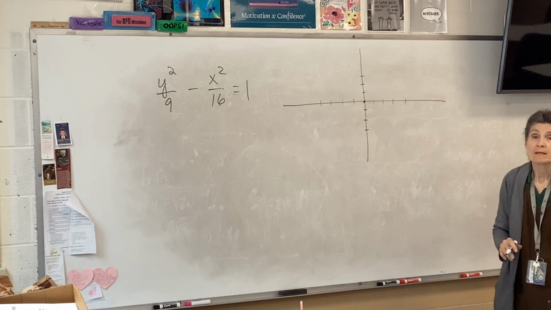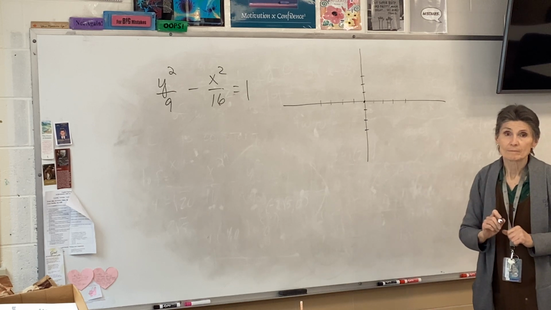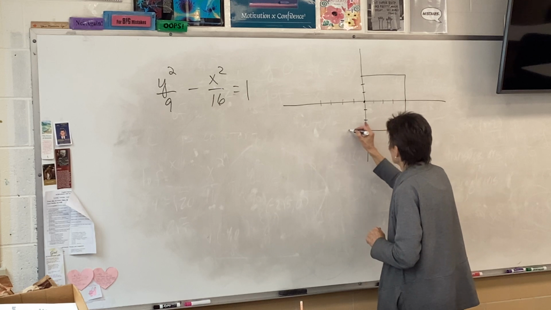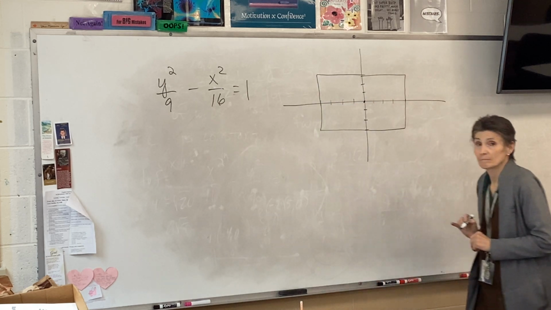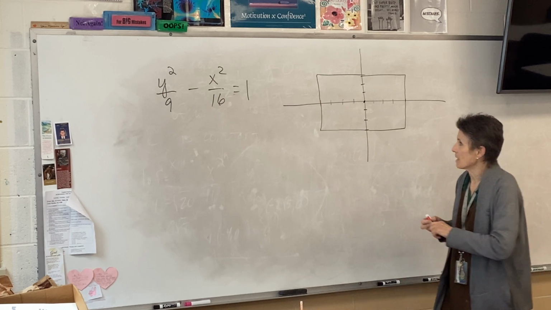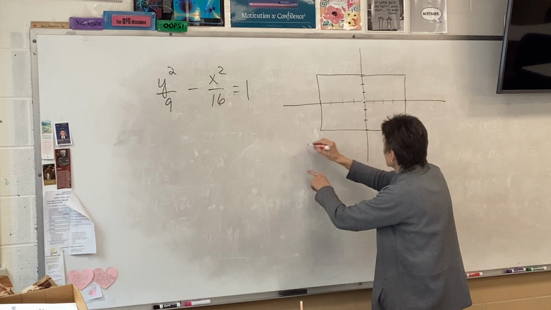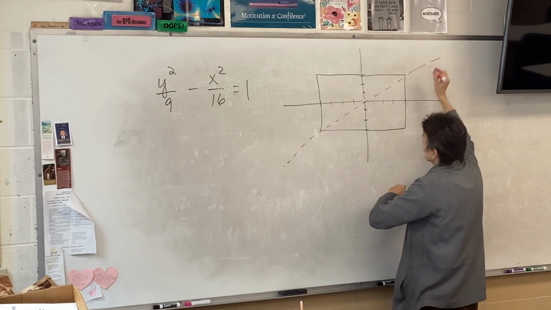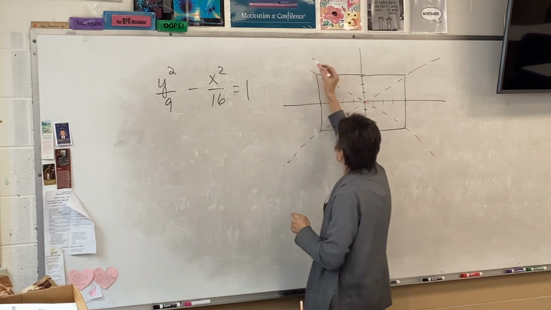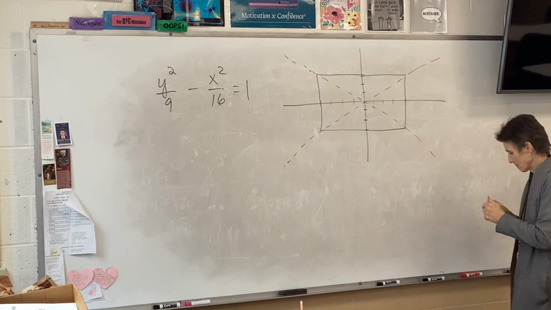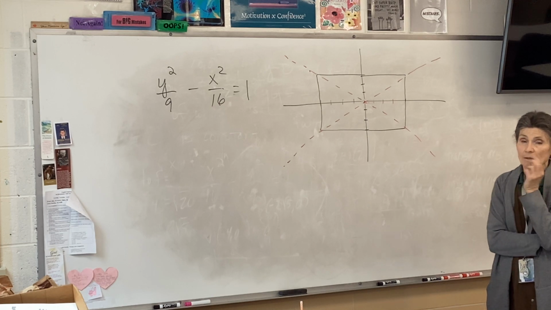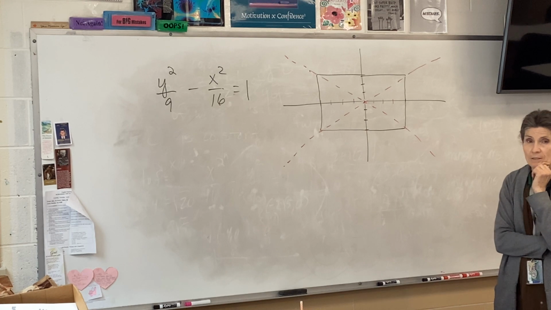So far, so good. At this point though, don't make an oval, you're going to make a rectangle. And then you're going to draw in the diagonals of the rectangle. So corner to corner, and it goes through the center. There we go. Now it's time to draw my hyperbola. Two like parabolas going opposite directions.